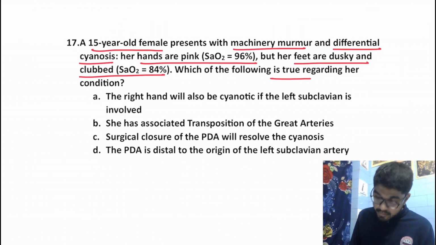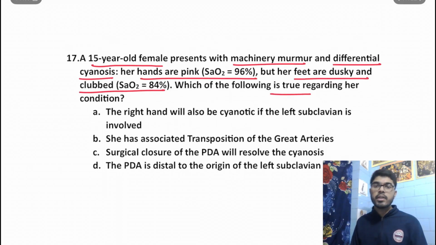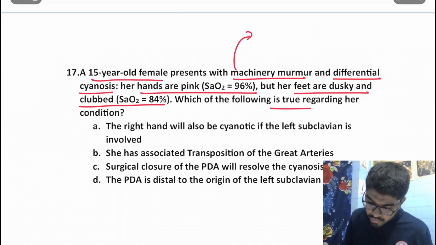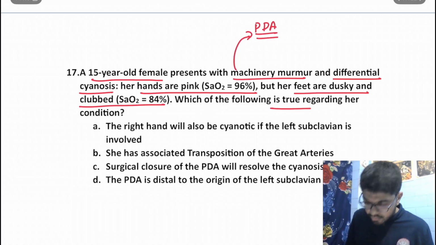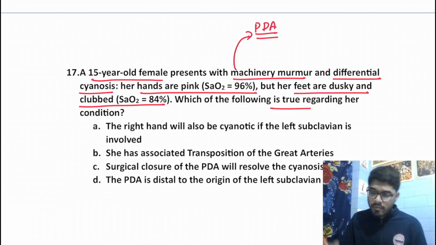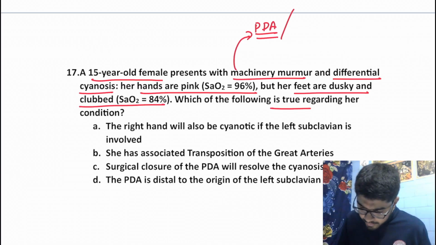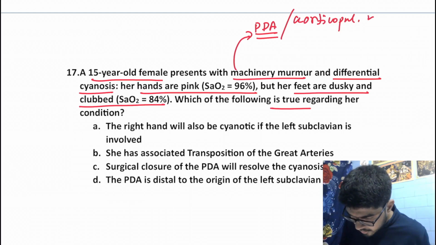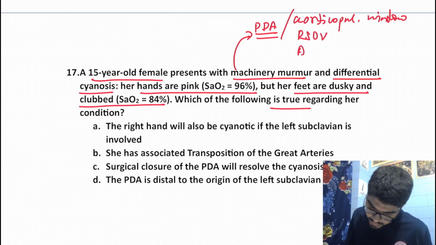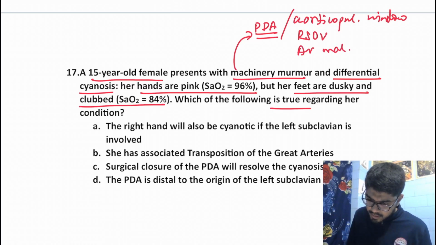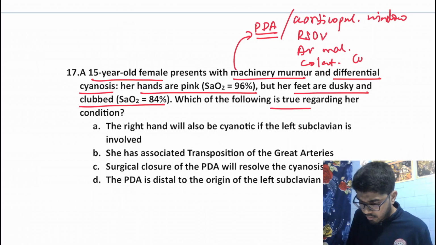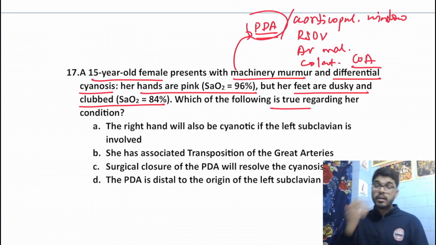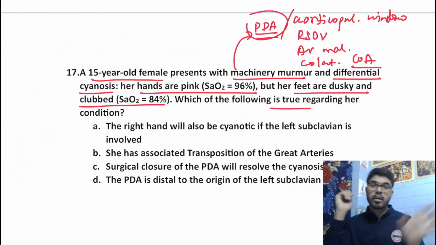Which of the following are true regarding the condition, right? A machinery murmur is usually seen in a PDA, right? We might see machinery murmur in some other conditions like aorticopulmonary window, rupture of sinus of Valsalva, AV malformation, and sometimes even in the collateral formation in coarctation of aorta. But most commonly, if we are talking about machinery murmur, it is almost always due to PDA.